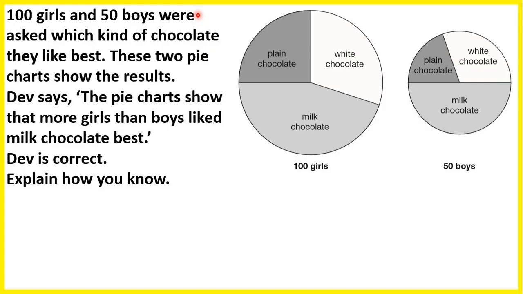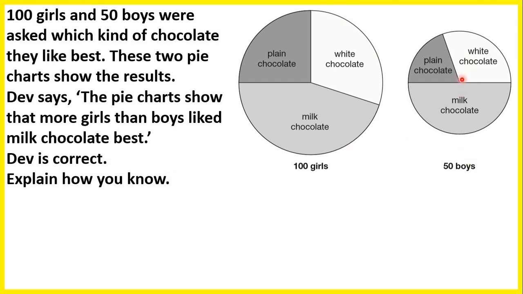100 girls and 50 boys were asked which kind of chocolate they like best. These 2 pie charts show the results. Dev says the pie charts show that more girls than boys liked milk chocolate best. Dev is correct. Explain how you know.